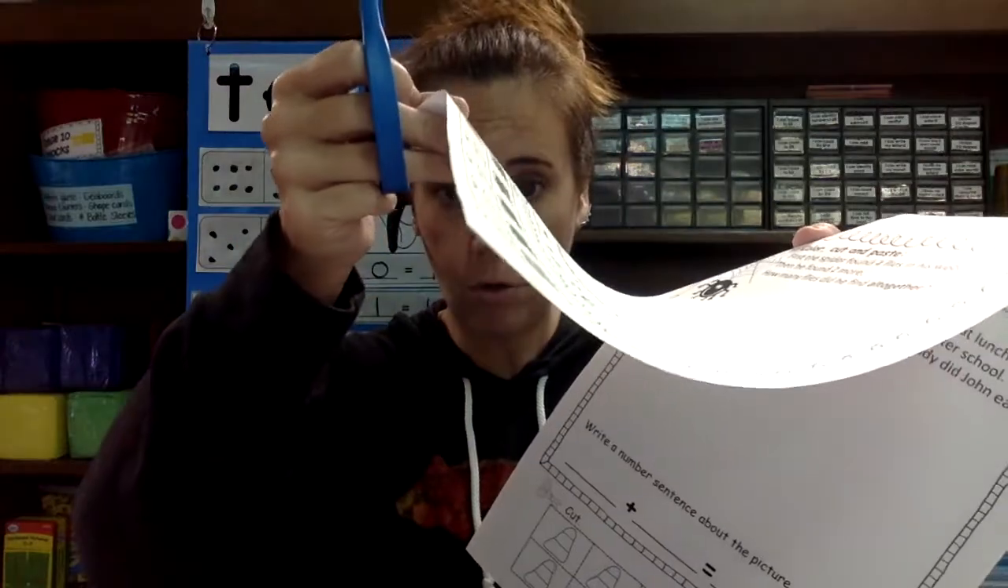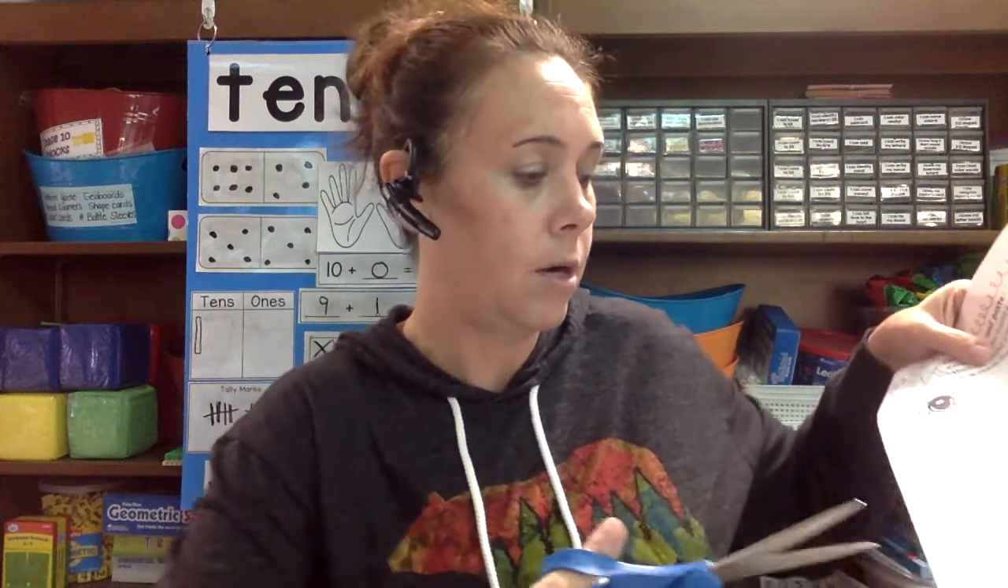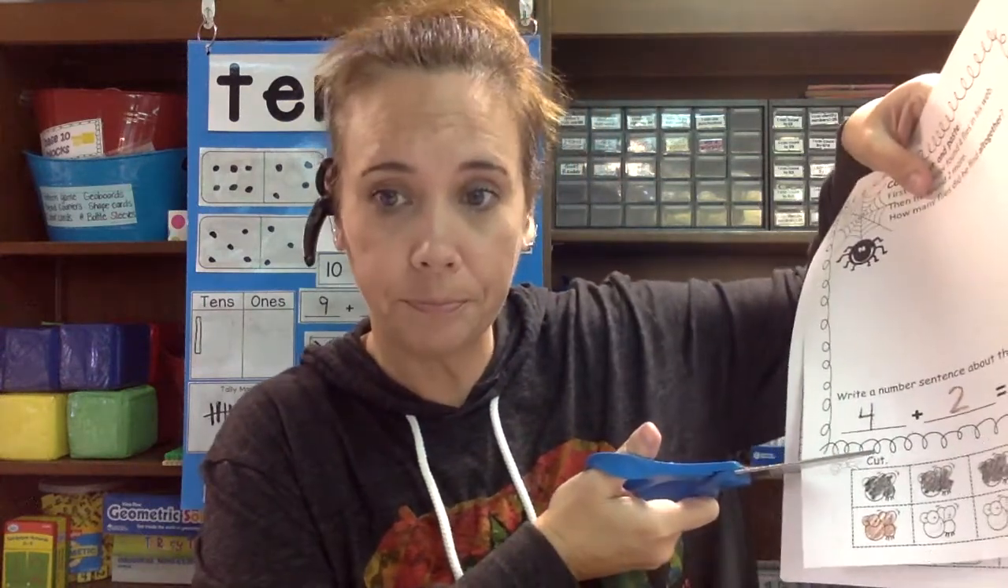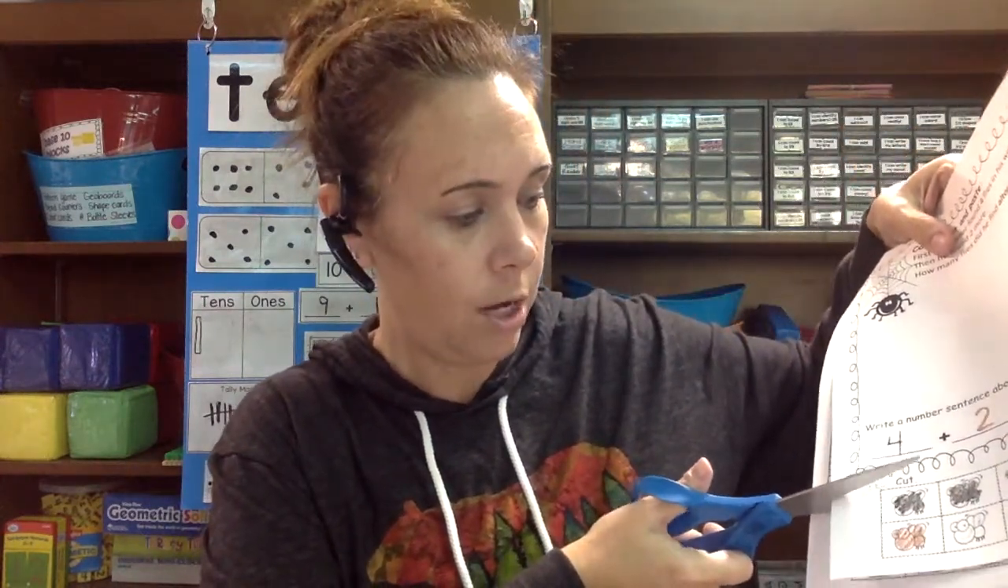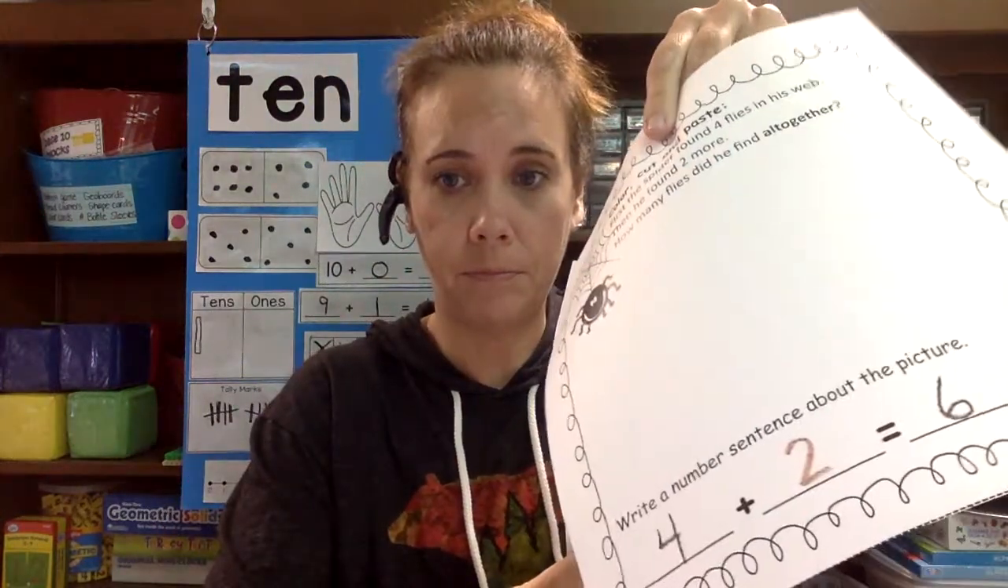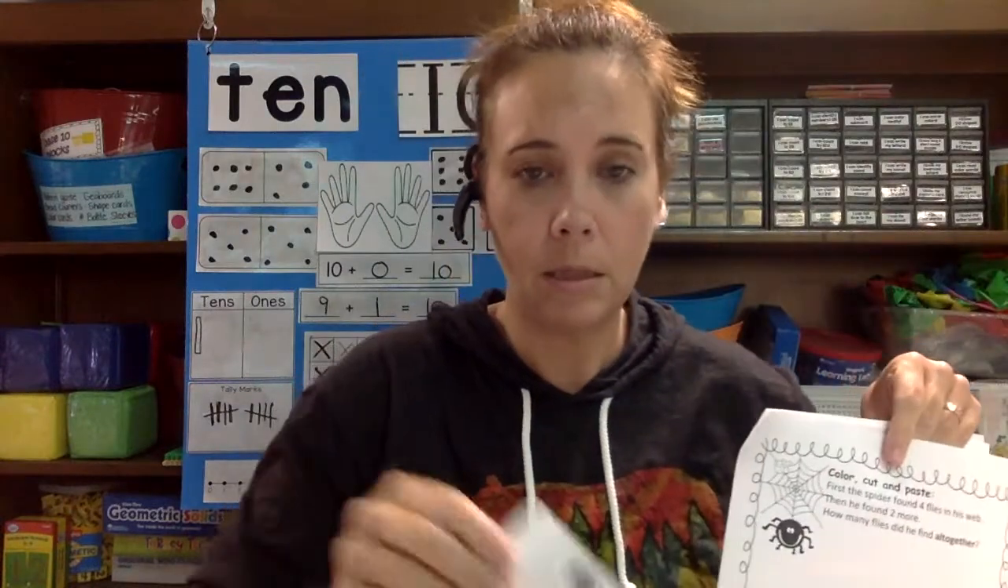Now we're going to cut them out. Remember, you have to just lift up the page so you don't cut all the pages. Start where the scissors are and just cut straight across. That's the easiest thing to do. So now you'll have this piece and this piece.